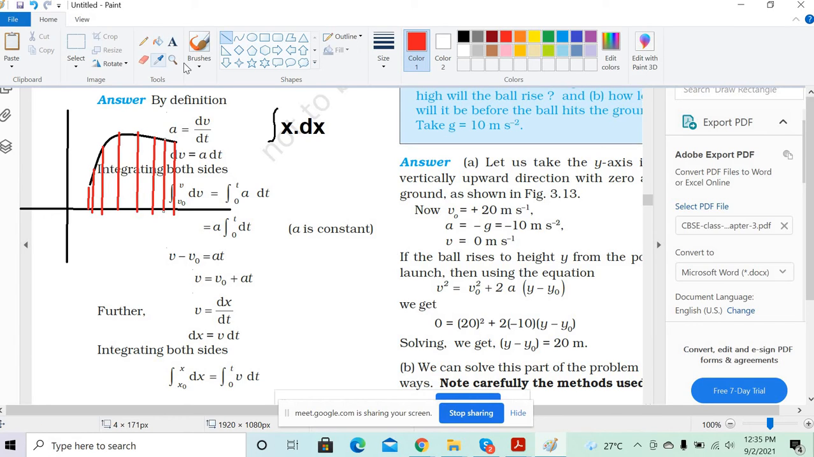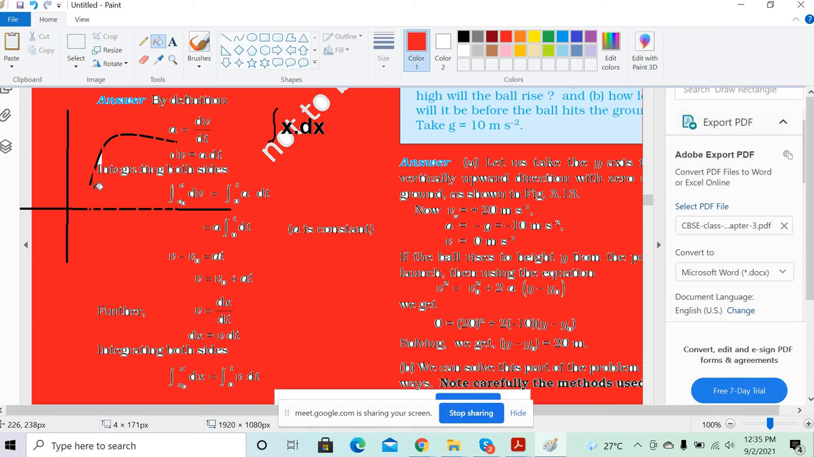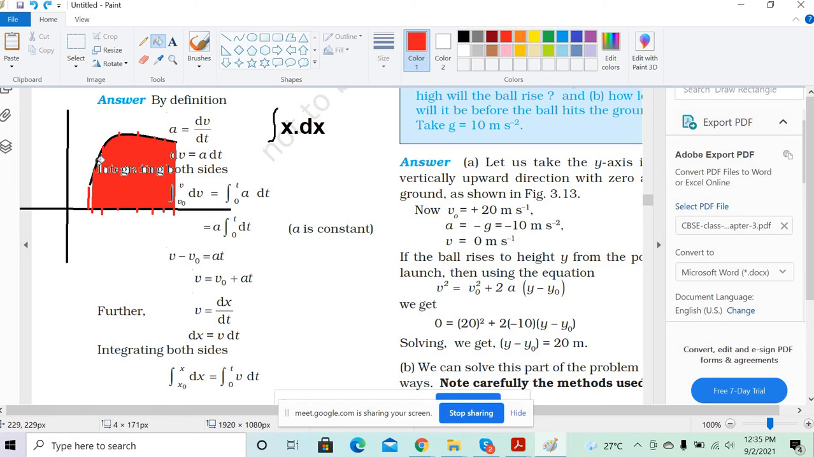You need to find the area of this part. So how will you find the area of this part? Okay, got it. I want the area of this region. Correct. How do you find the area of this region?